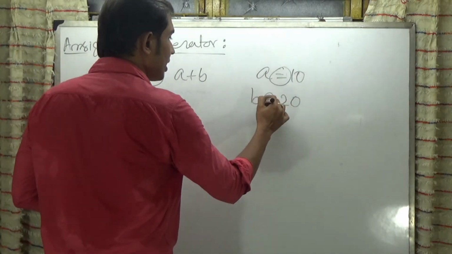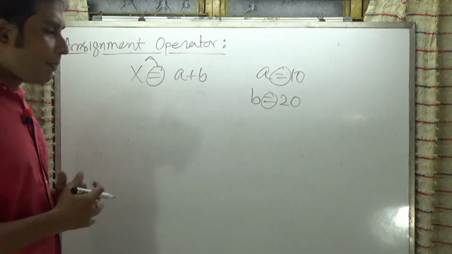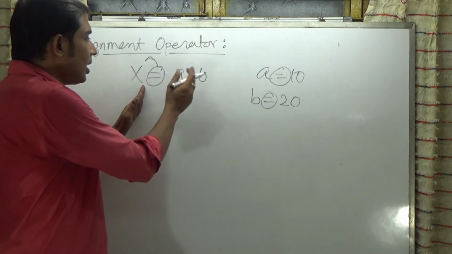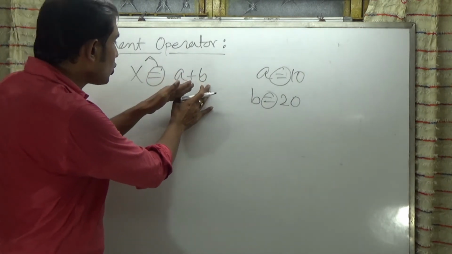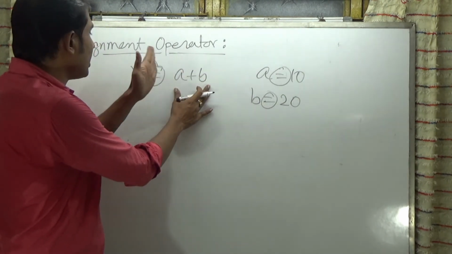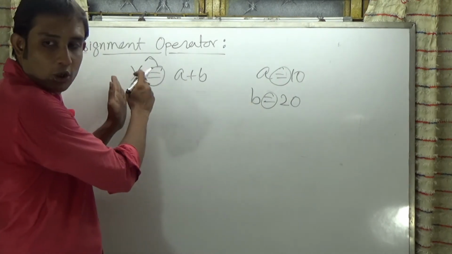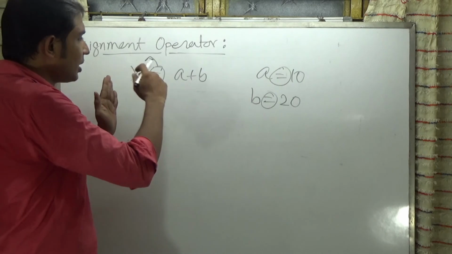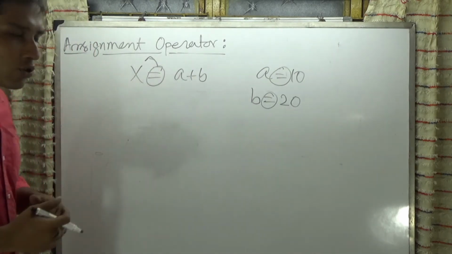This equal sign implies that the value on the right hand side of this operator is going to be stored or assigned to the left hand side of this assignment operator. In this way the assignment operator works.